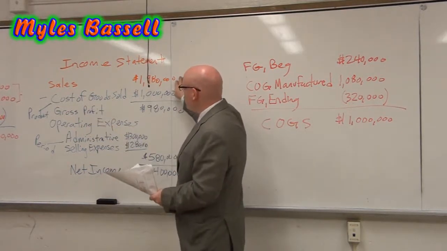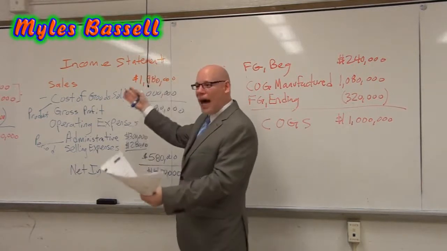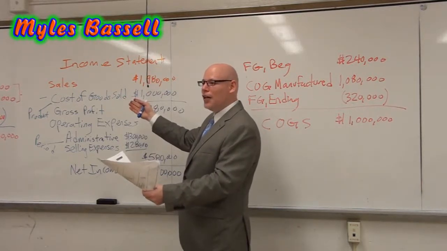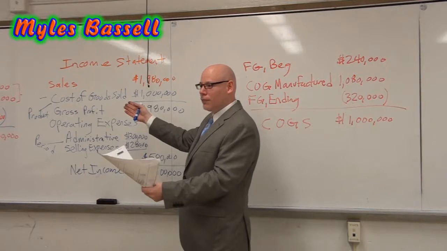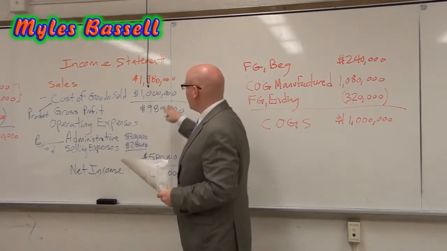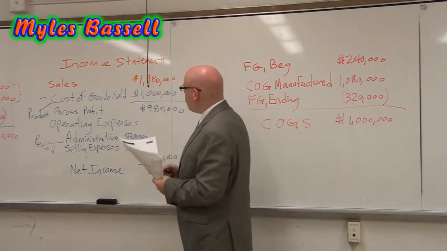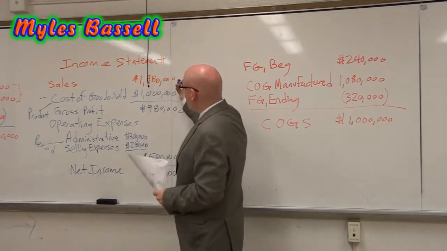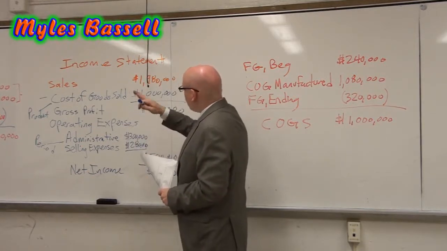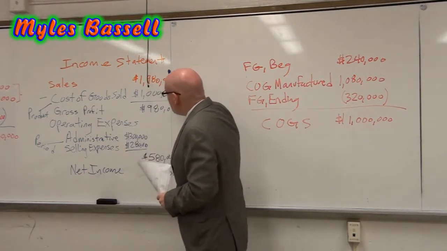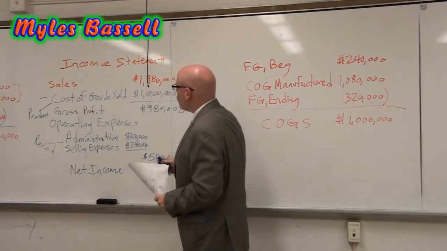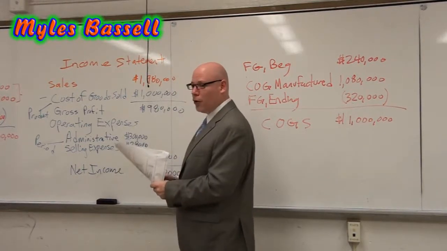That's great. We have almost $2 million in sales. How much did it cost us to produce $2 million worth of teddy bears? In this case, $1 million. So our sales were $1,908,000. The cost to make those teddy bears was, in this case, $1 million.